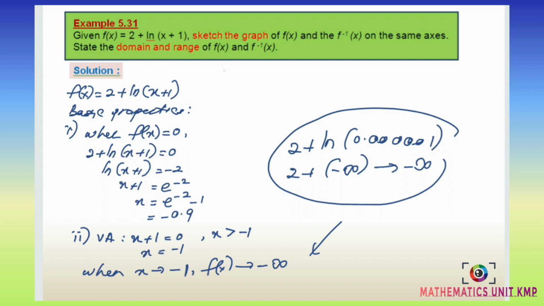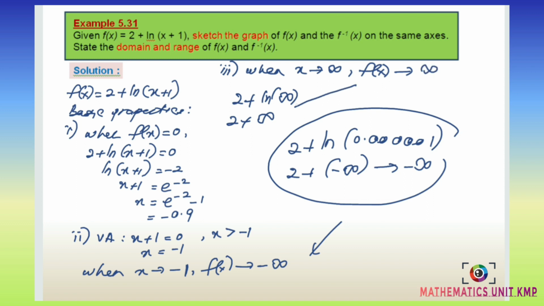And the third step, when x approaches infinity, f(x) approaches 2 + ln(infinity), which is 2 plus infinity. Therefore, when x approaches infinity, f(x) approaches positive infinity.